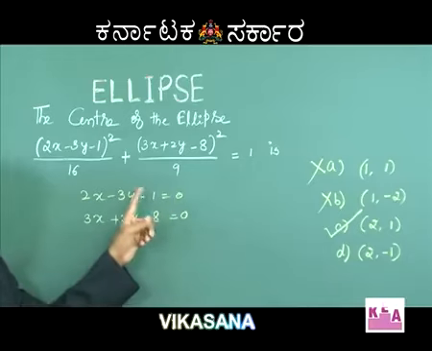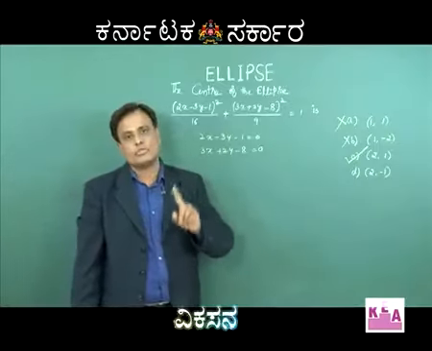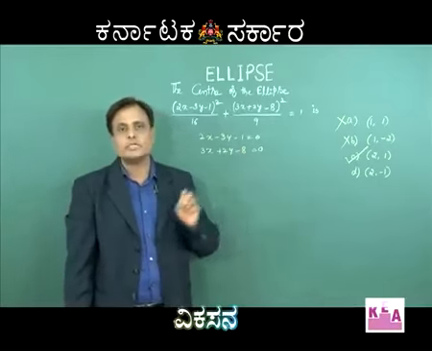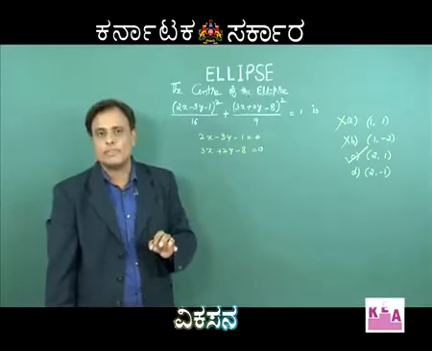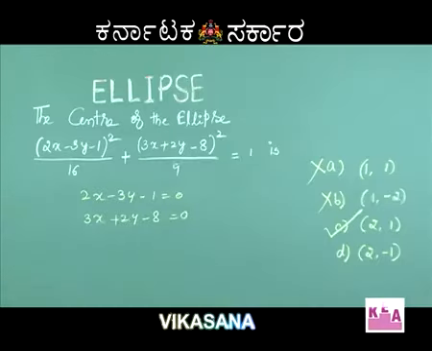That means (2, 1) is the point of intersection of these two lines. As we discussed in the beginning of the question, the point of intersection of two lines will be the center of the ellipse, therefore option C is the right option. Please note down this question.